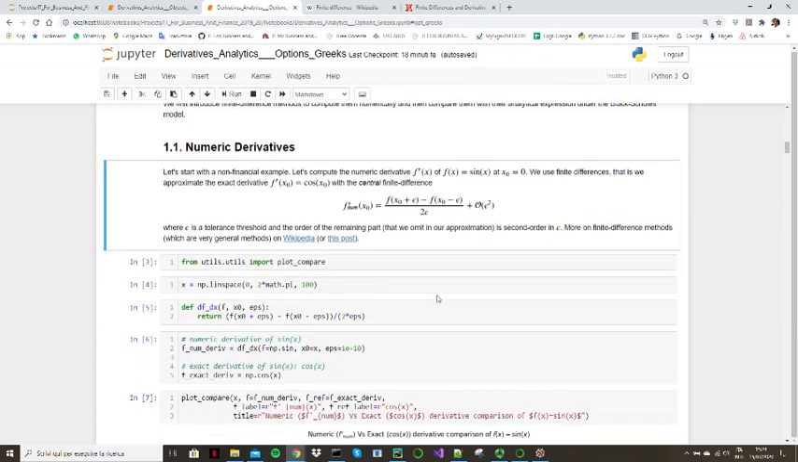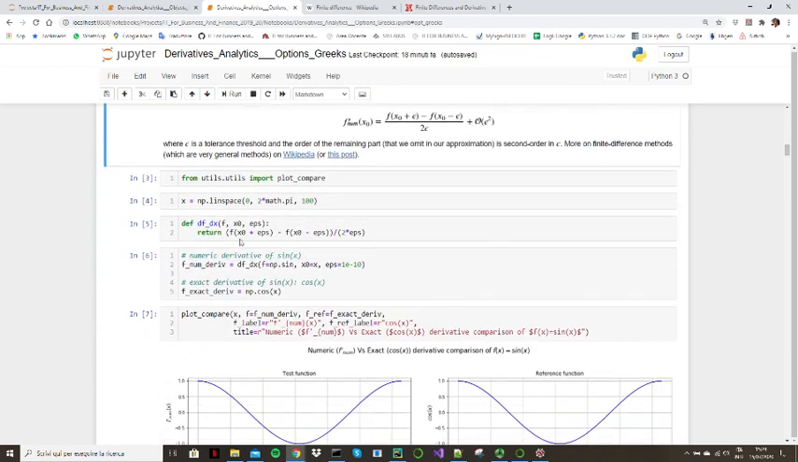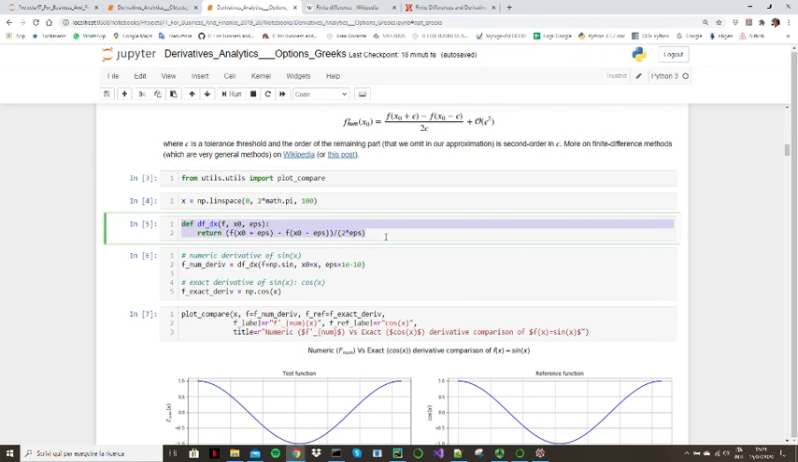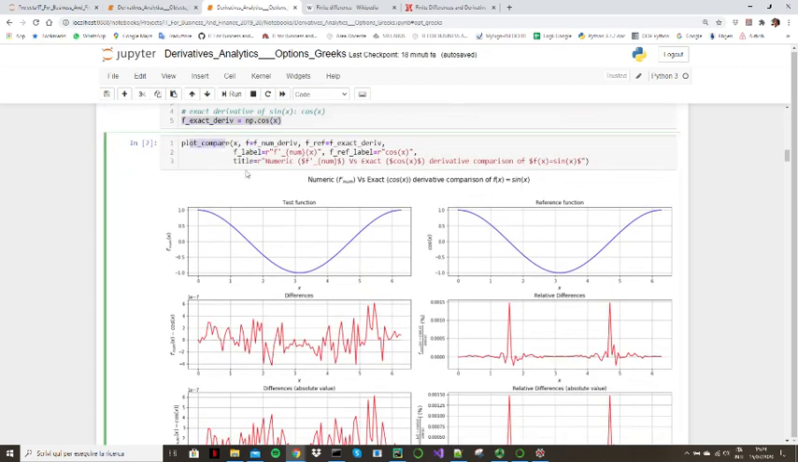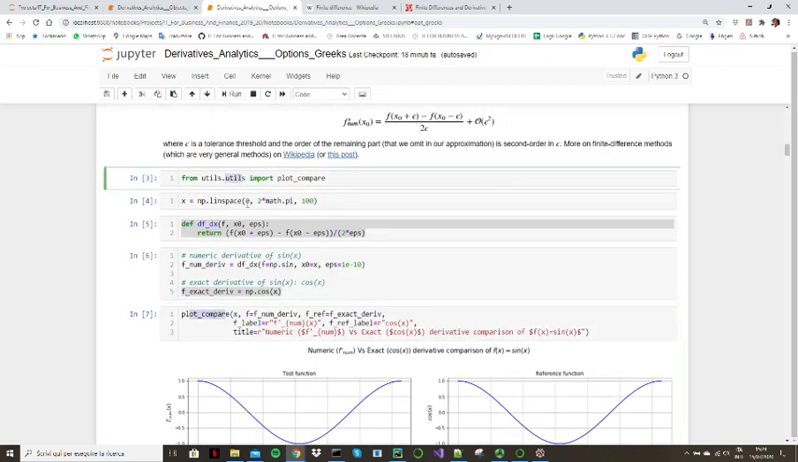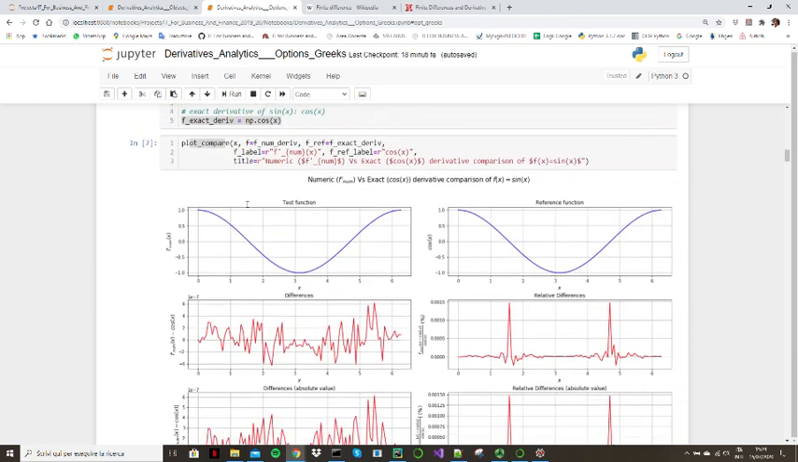So let's consider the finite difference approximation. Here is a very simple example of implementation of this formula. Let's consider as the function the sin of x, and the exact derivative we know is the cosine. This plot is defined in plot compare, which is in the utility; we will go back to this later when we introduce the Black-Scholes analytics package.